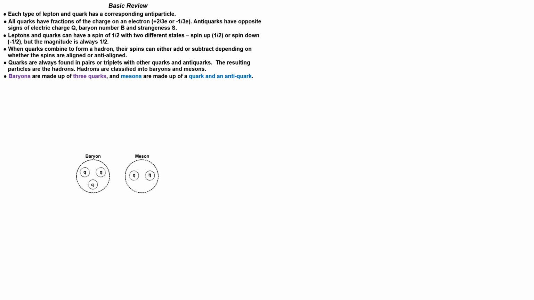Hadrons are classified into baryons and mesons. Baryons are made up of three quarks, and mesons are made up of a quark and an antiquark. Baryons have an odd number of quarks, which are spin 1/2 particles. Therefore, baryons can have either spin 1/2 or spin 3/2. Look at the example.